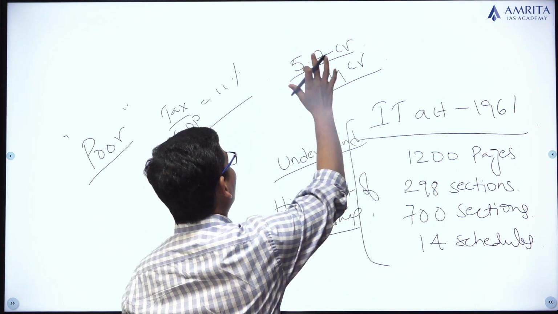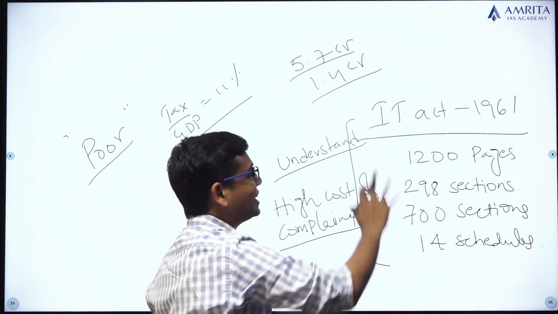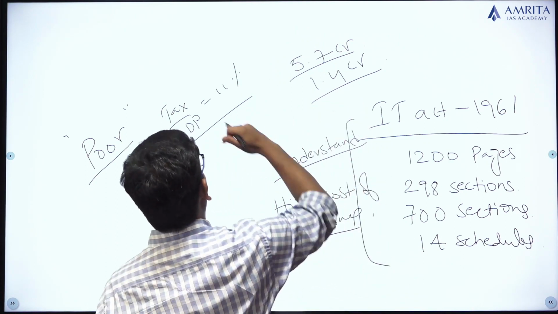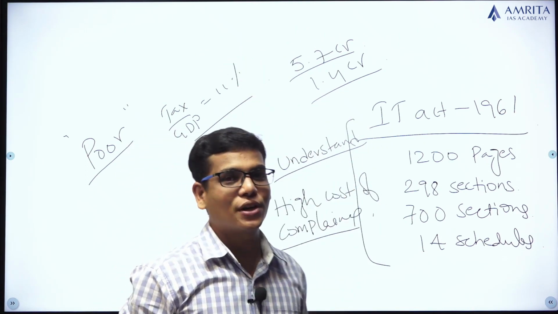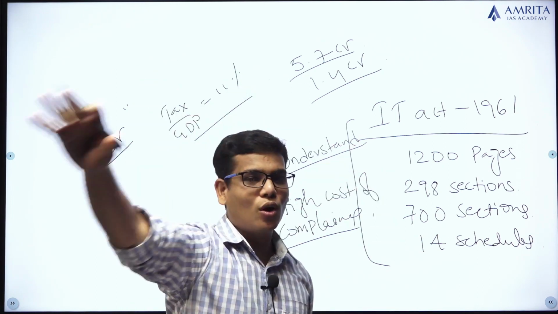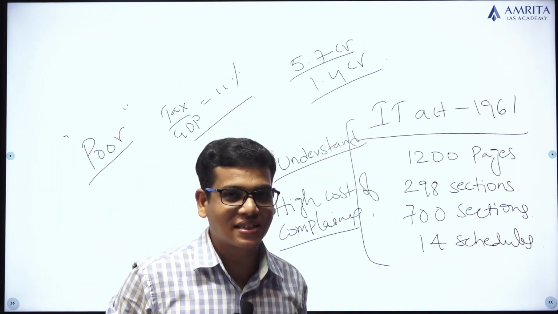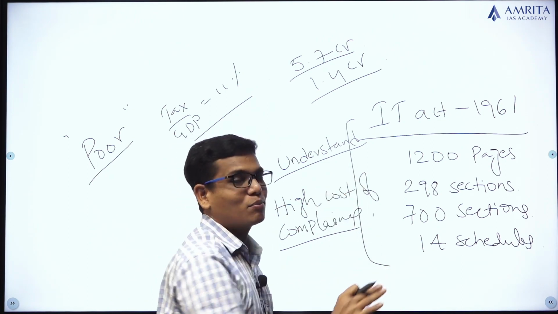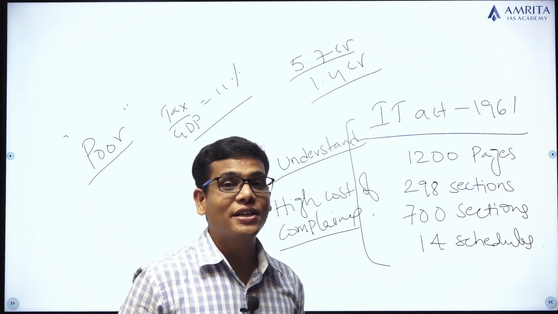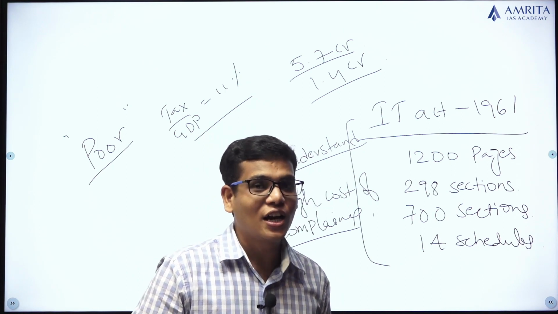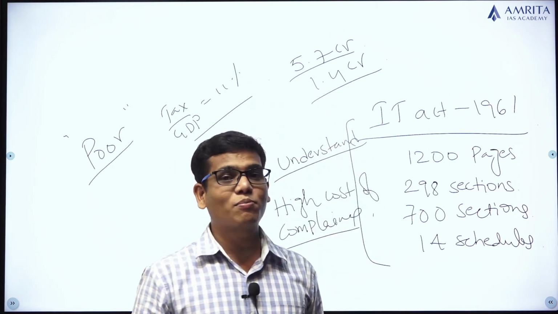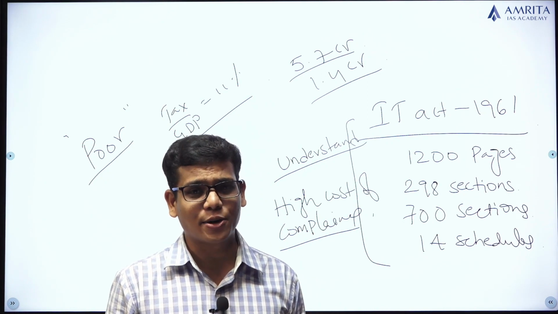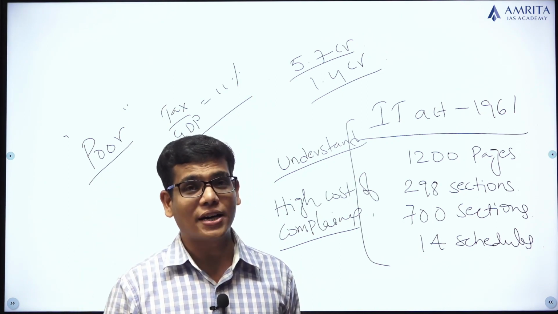Then you have to bring some changes in the direct tax system so that we can increase this tax to GDP ratio and bring more people into the tax net. We can make this process simple and compliable, then it will be easy for the citizens of the country to contribute to the development of the country. So that is what we need to understand.